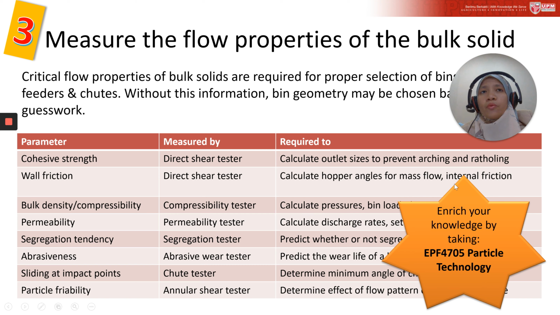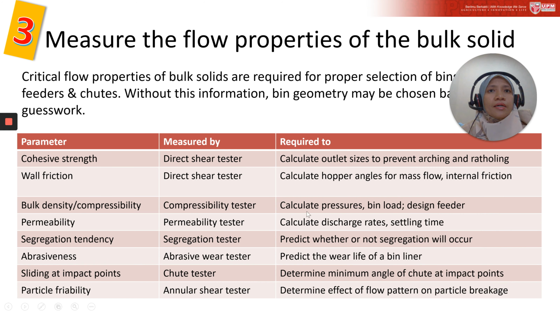And then by having a parameter of wall friction, you can diagnose the flow pattern, and then you can plan what is the best design in order to get a certain flow pattern inside the silo. And then bulk density. Here, compressibility is required to calculate pressures, bin load, and design feeders. Permeability, normally for fine powders, is used to calculate discharge rate and settling time.